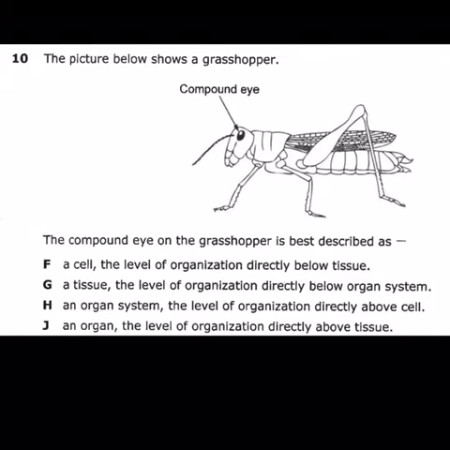The compound I is on the grasshopper's head. It's their eye.